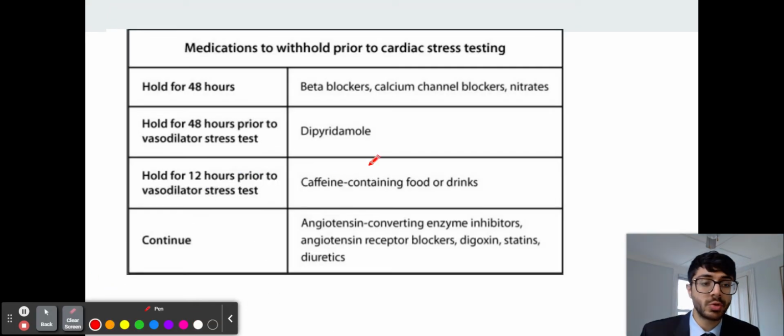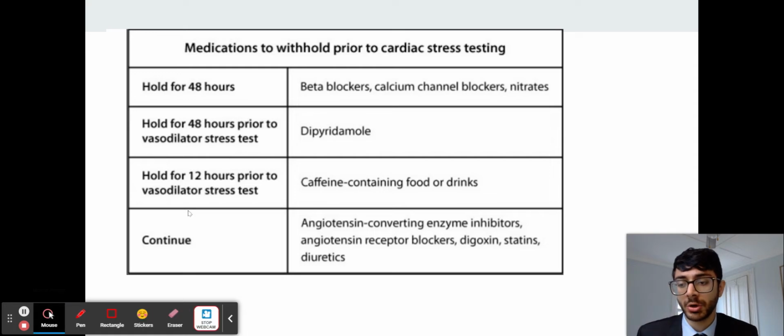The next thing is which medications to hold. You can pause this slide and take a read at these. This is just something that people kind of forget. This is not something commonly tested, but this is something that you should know.